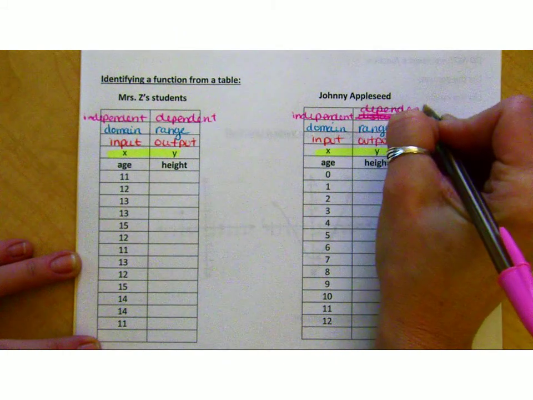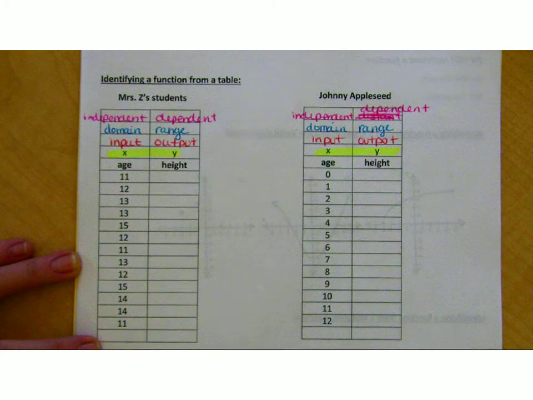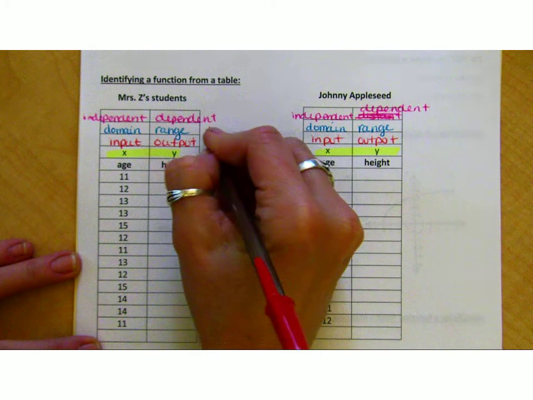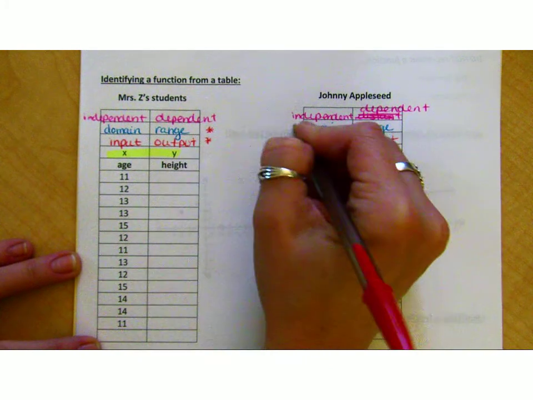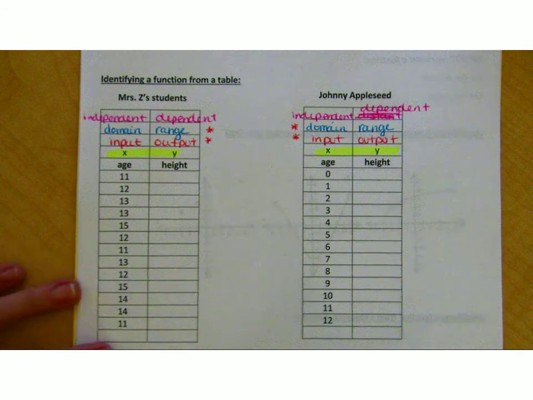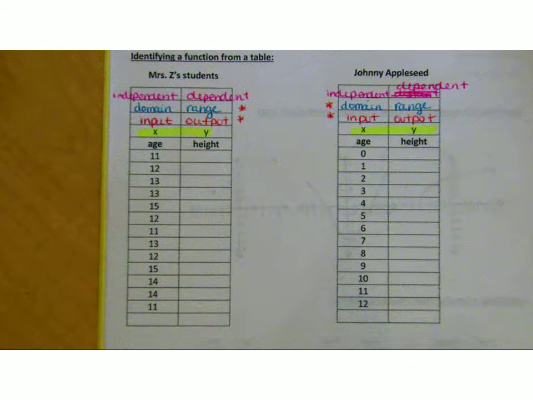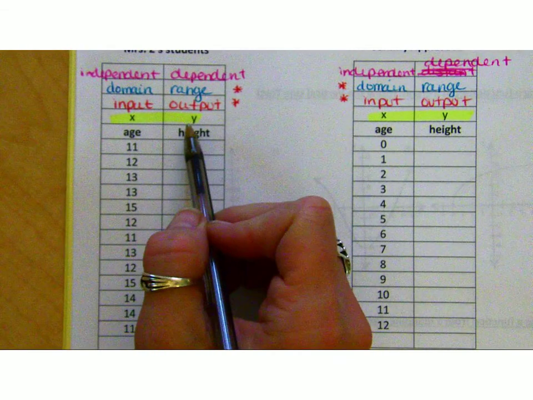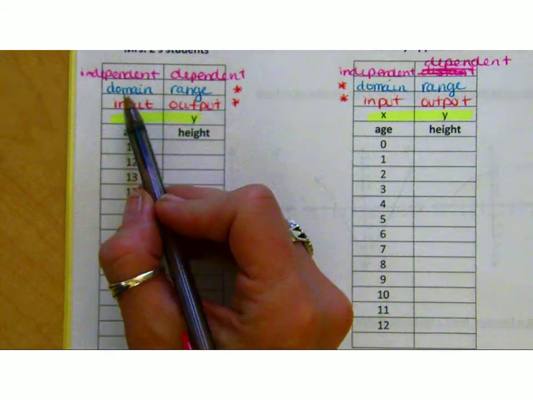So right now, I want you to focus on domain and range and input-output. You just have to remember it. And you know the easiest way to remember which one's which? Alphabetical order. X comes before Y, I comes before O, and D comes before R.